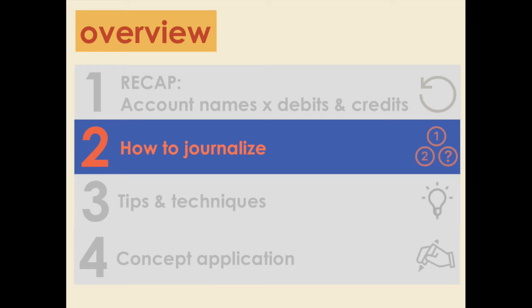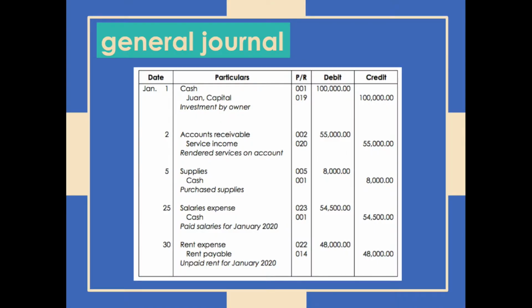Now let's move on to learning how to make journal entries. Journal entries are recorded in a general journal like this sample here. It's like a diary where daily transactions are recorded in chronological order from the earliest to the latest date. And today we will focus on learning about making the specific entries that are listed here.